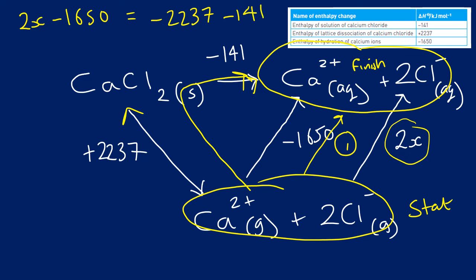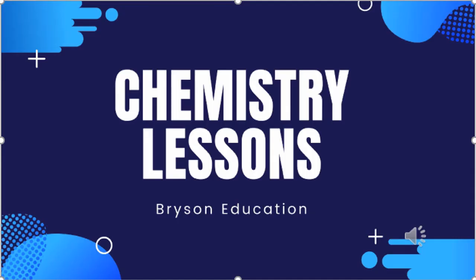Rearrange this equation to get 2x is equal to. So that's going to be minus 2237 minus 141 plus 1650 is equal to minus 728. So x is equal to minus 364 kilojoules per mole. The biggest mistake students make on these questions is to get the multiples incorrect or to make a mistake with the direction of those arrows.